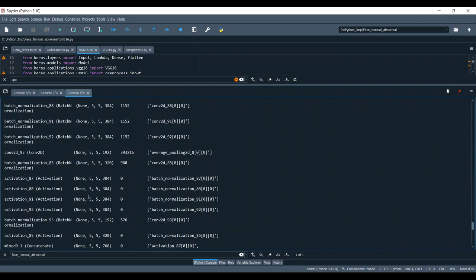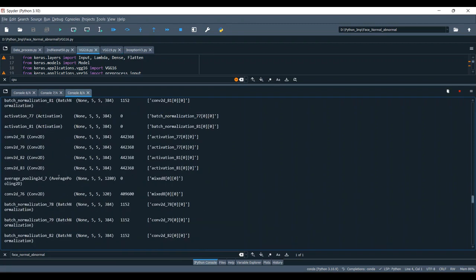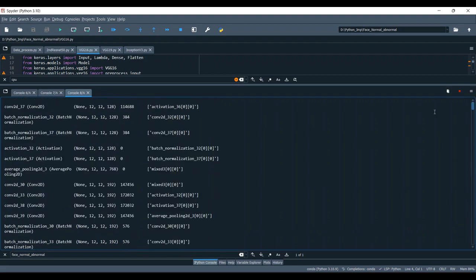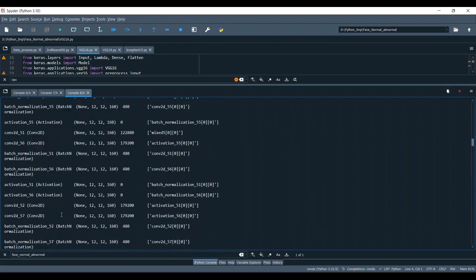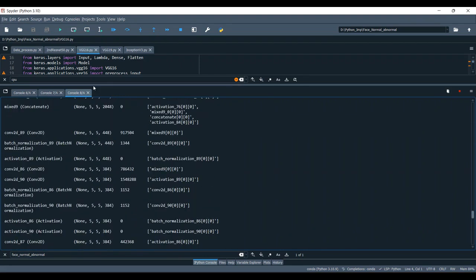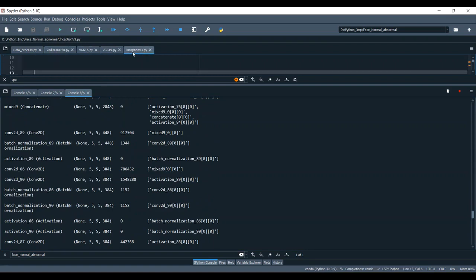And I additionally added Inception V3 here also. This is the part of Inception V3. Started training here for Inception V3. Totally here we are going to implement ResNet 50, VGG 16, VGG 19 and Inception V3. Totally 4 training modules. And then we are going to detect whether the input face is normal or abnormal.